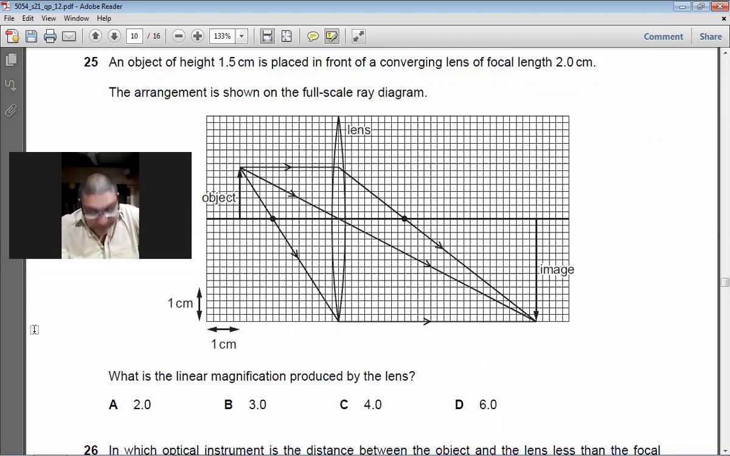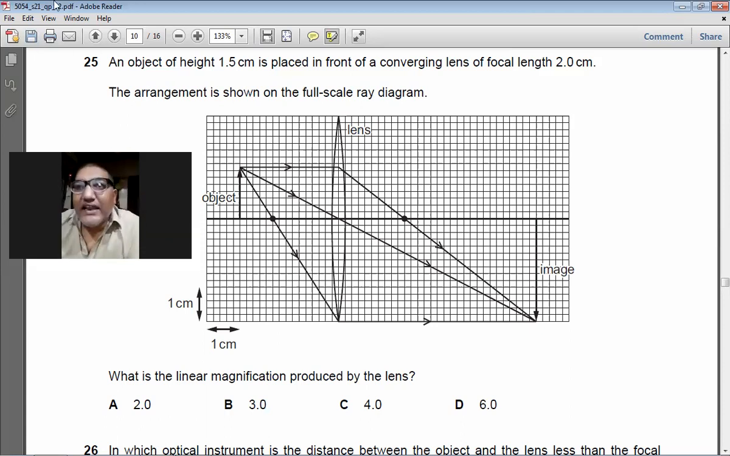The formula for the linear magnification is very simple. There are two formulas for the linear magnification. One formula is that the linear magnification is the height of the image divided by the height of the object. The other formula is the distance of the image from the optical center divided by the distance of the object from the optical center of the lens.